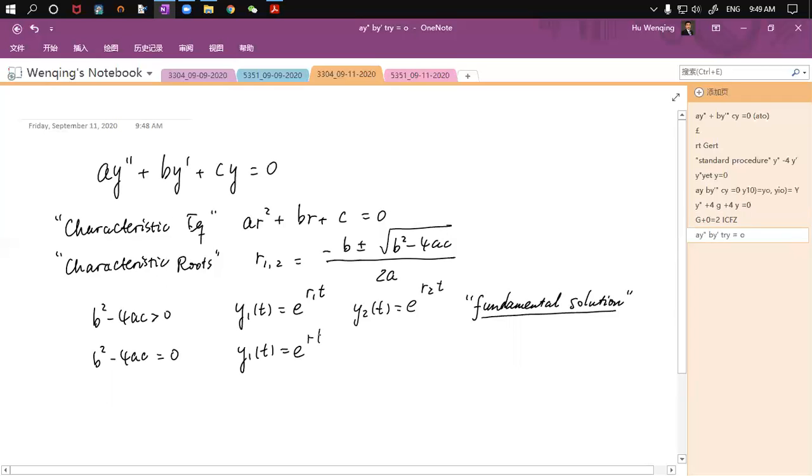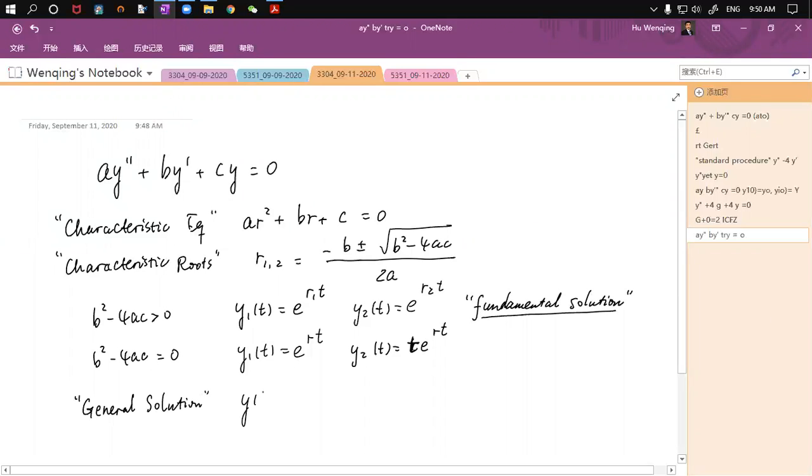y1 of t is e power r1t, and y2 of t is going to be t times e power r2t. That's what we call the golden principle. In general, you must reach these fundamental solutions by certain strategies of constructing them. It can be raising everything to exponential, or raising the common one to exponential and multiplying by t for the other one. As long as you have the fundamental solutions, you reach the level of general solutions.